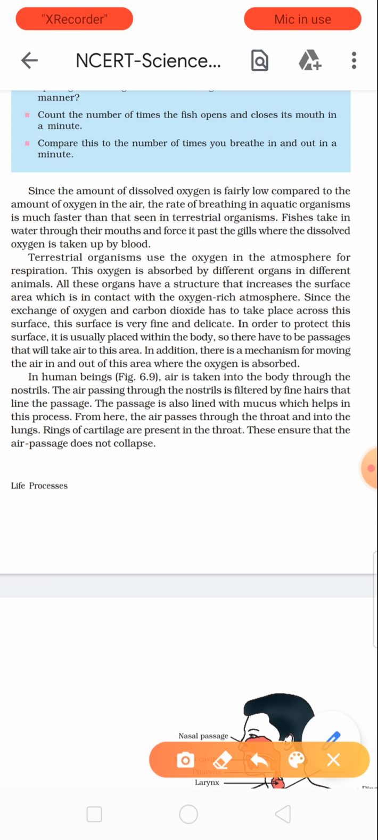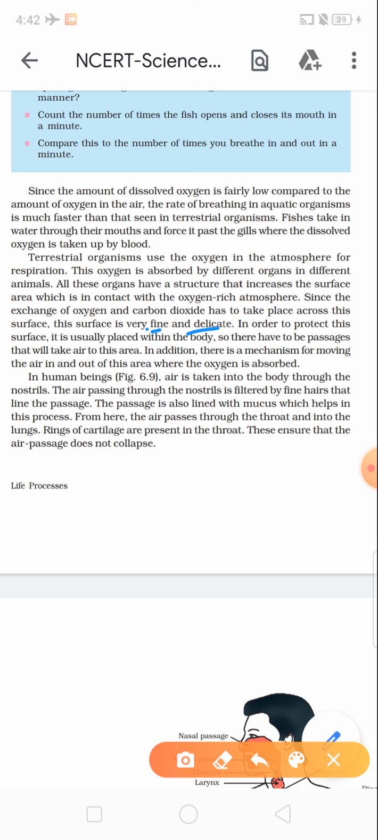Okay, let's move further. Since the exchange of oxygen and carbon dioxide has to take place across this surface, it is very fine and delicate. So proper exchange should take place. In order to protect this surface, it is usually placed within the body. So there have to be passages that will take air to this area.